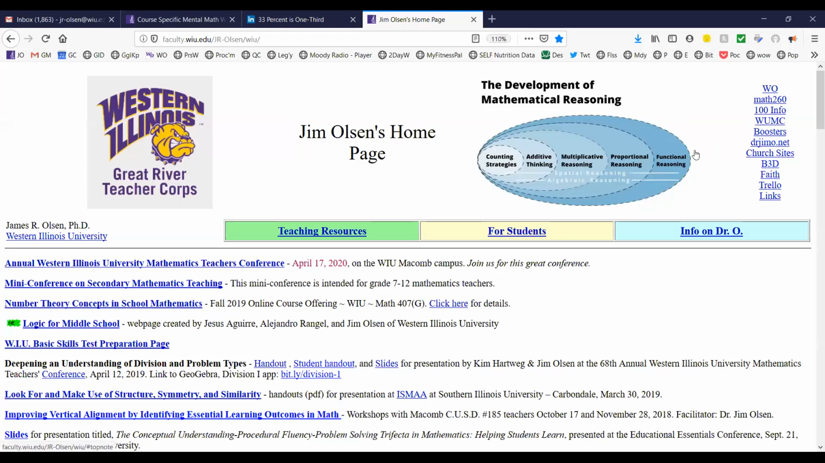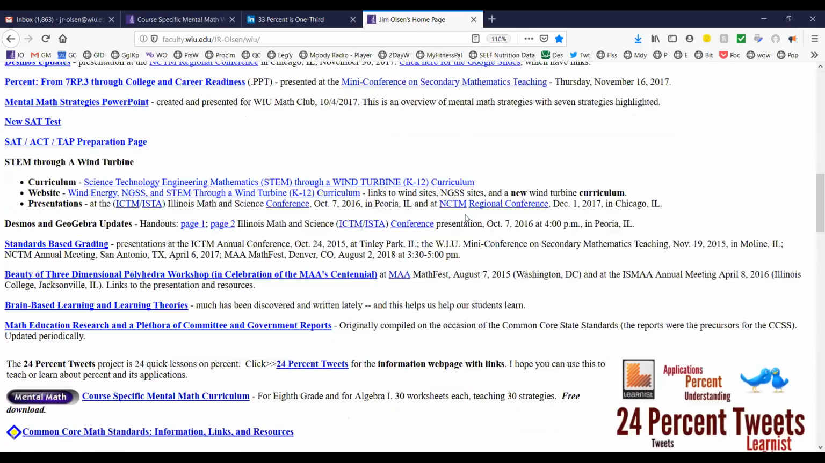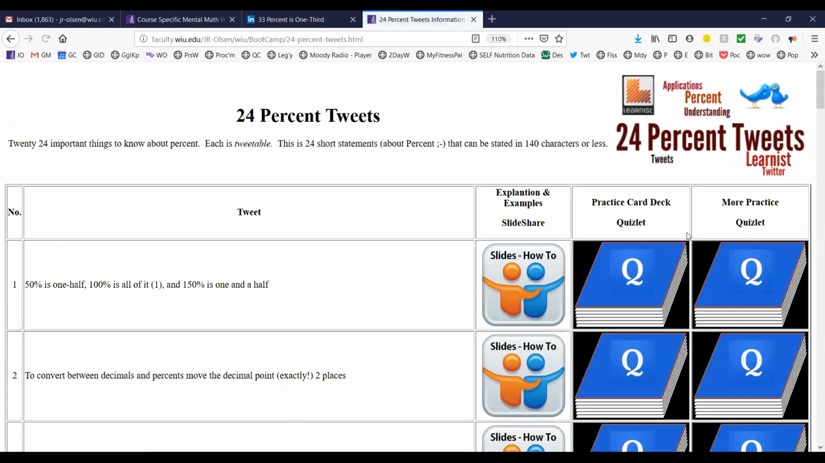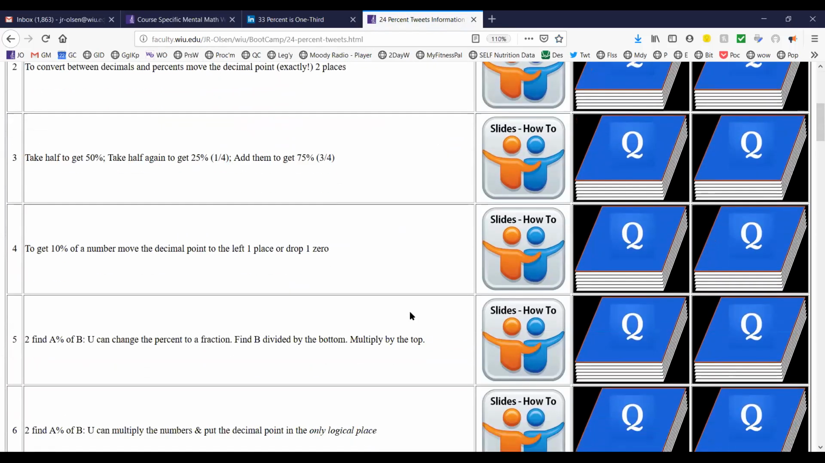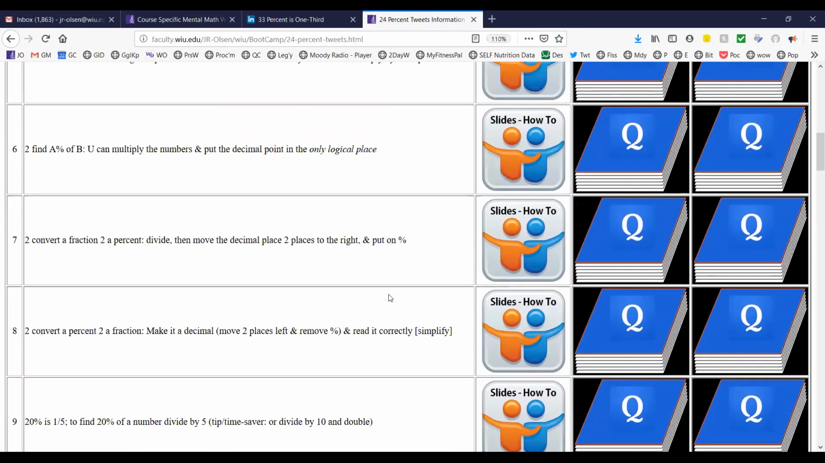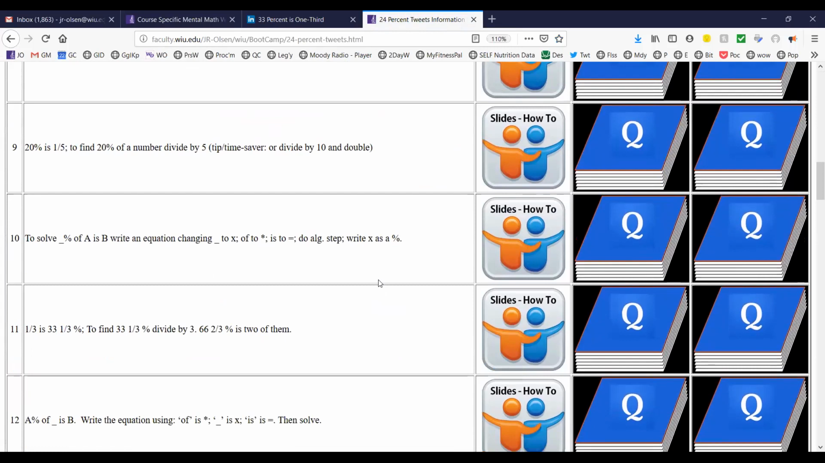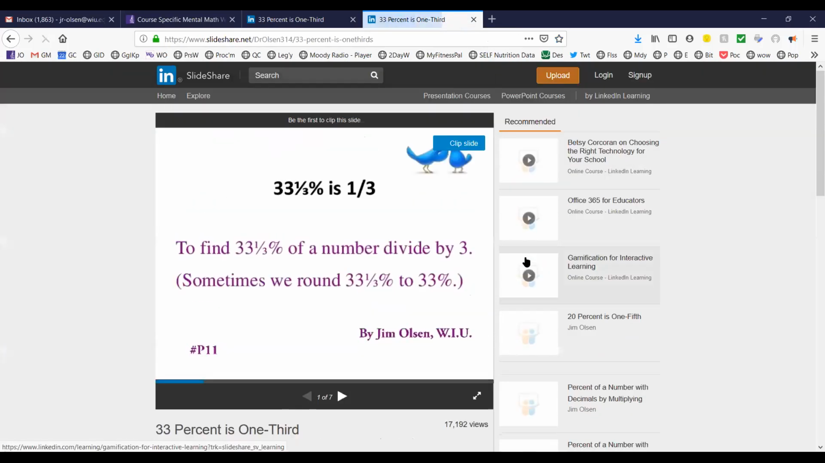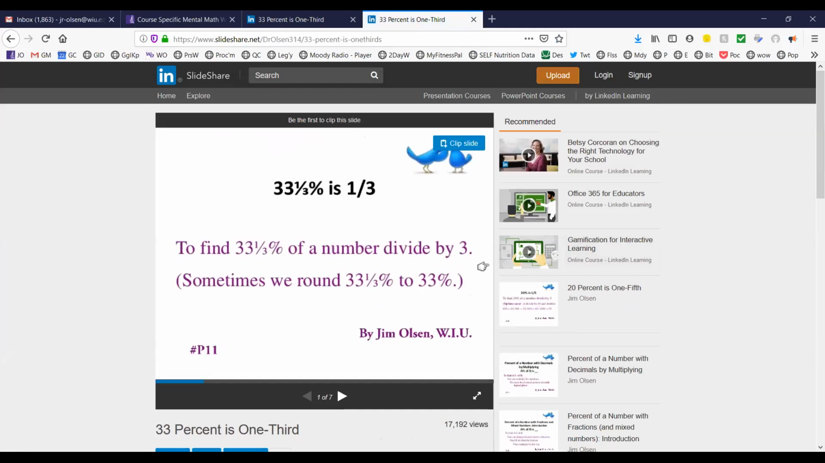To find the 24% tweets, come to Jim Olson's homepage and scroll down till you see the graphic for 24% tweets. And click 24% tweets. And here we have the slide presentations and the practice decks for the 24 important things to know about percent, all of which are tweetable. And here is our slide deck for 1/3 being 33 and 1/3%.